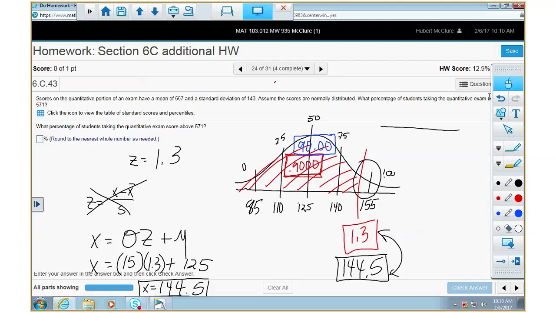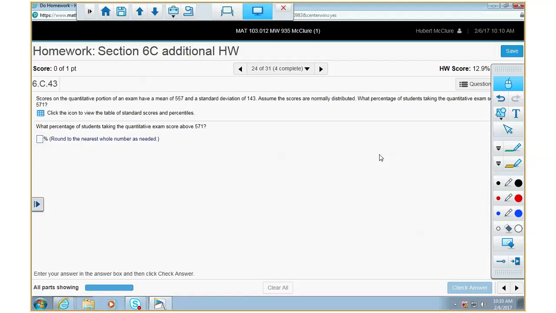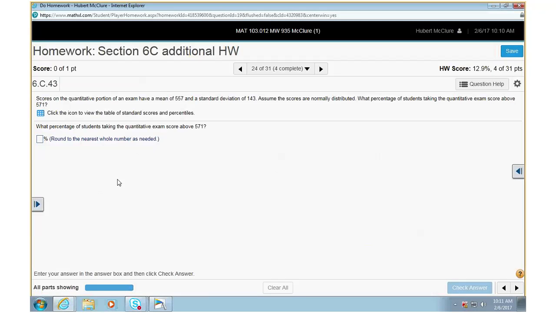All right, read this one. This one looks like a test question, unless it does something stupid, like ask you what the distance is between, which is the same as a z-score. It says scores of the quantitative portion of the exam have a mean of 557 and a standard deviation of 143. So when you see that, that means you need to draw the picture, draw the normal curve. Assume the scores are normally distributed. That tells you, okay, dummy, you didn't read the first part, so read the second part. It means draw the curve.